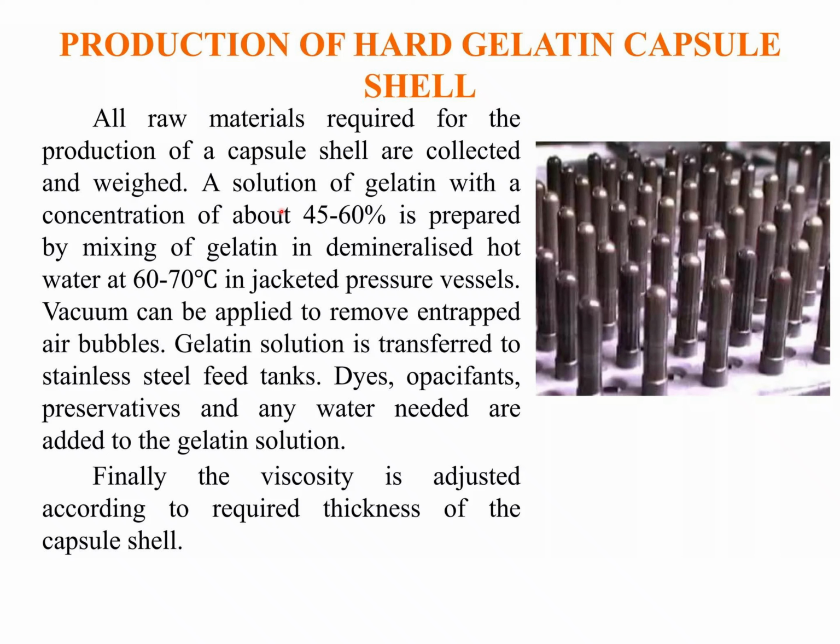A solution of gelatin with a concentration of about 45 to 60% is prepared by mixing gelatin in demineralized hot water at 60 to 70 degrees Celsius in a jacketed pressure vessel. Vacuum can be applied to remove entrapped air bubbles. Gelatin solution is transferred to stainless steel feed tanks. Dyes, opacifiers, preservatives, and any water needed are added to the gelatin solution. Finally, the viscosity is adjusted according to the required thickness of the capsule shell.